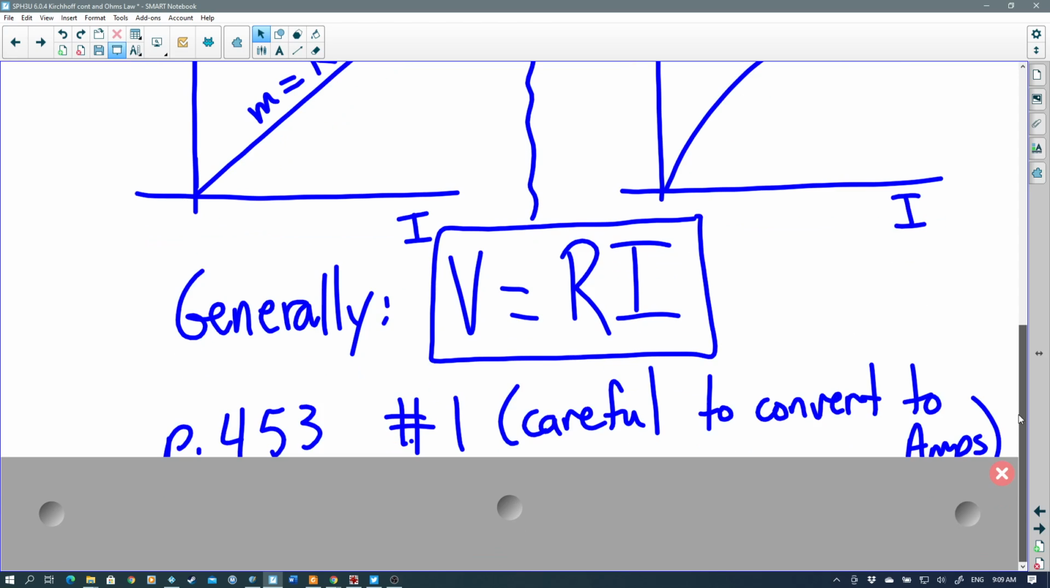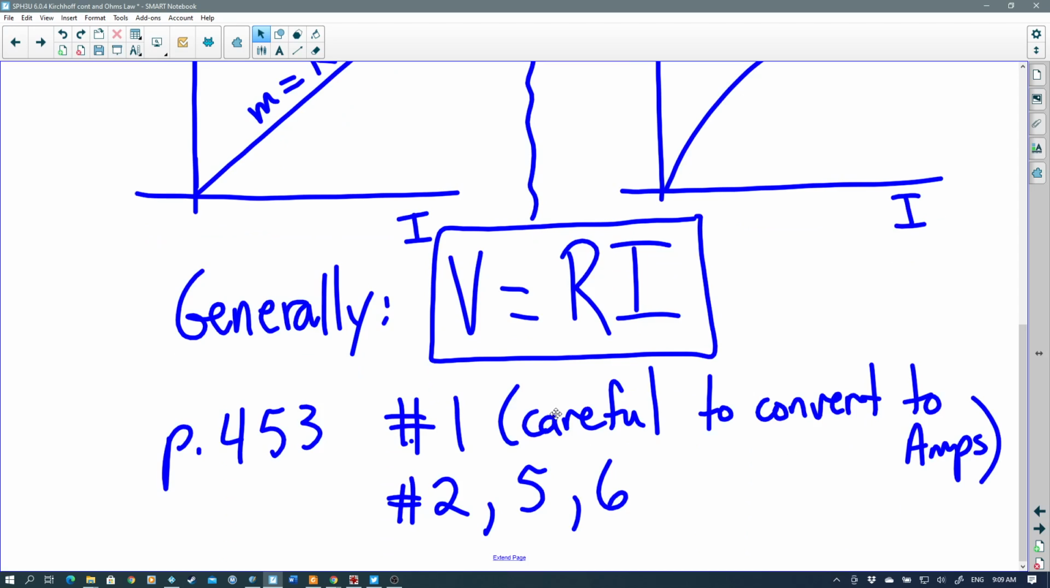So I'm going to leave you some work out of your textbook here. I'll post this to the Google Classroom as well. If you can work on using this equation during those questions, that would be great. If you have any questions, please let me know, and we will talk to you soon.